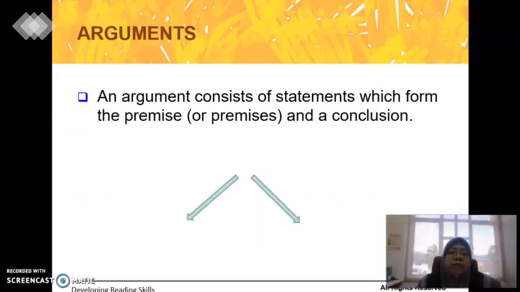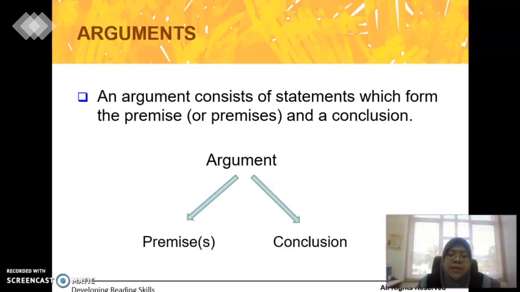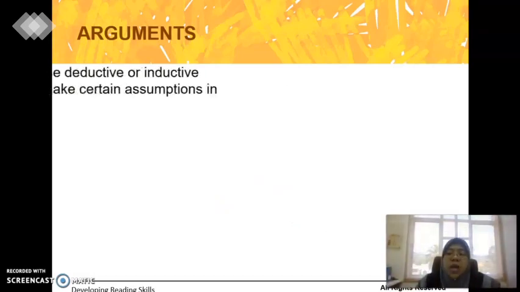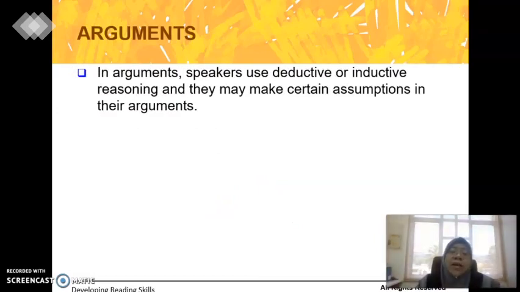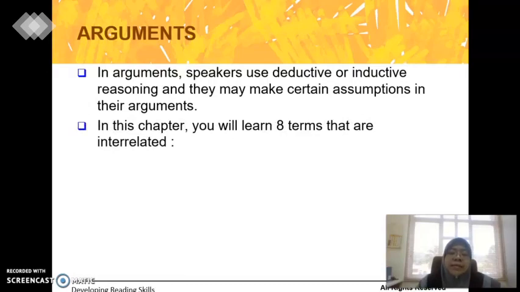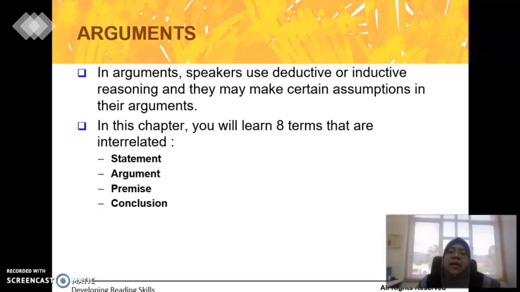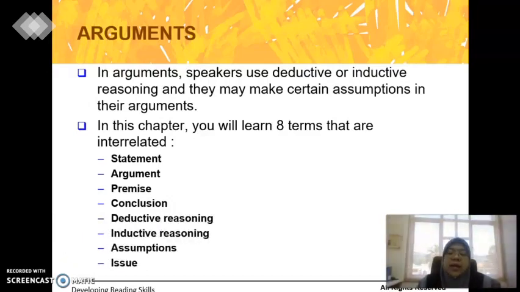An argument consists of statements which form the premise or premises and a conclusion. An argument contains these two things: premise or premises, and conclusion. In arguments, speakers use deductive or inductive reasonings. They may make certain assumptions in their arguments. In this chapter, you will learn 8 terms that are interrelated to each other: statement, argument, premise, conclusion, deductive reasoning, inductive reasoning, assumptions, and issue. These are very important terms.